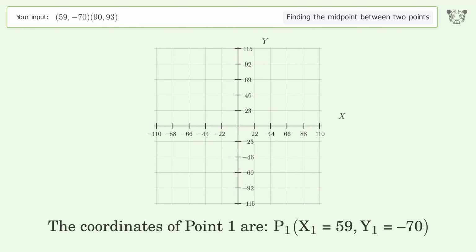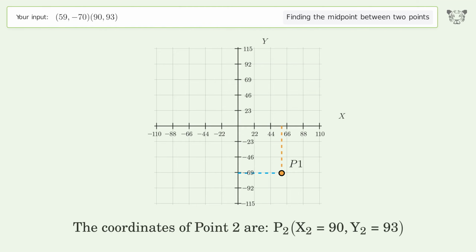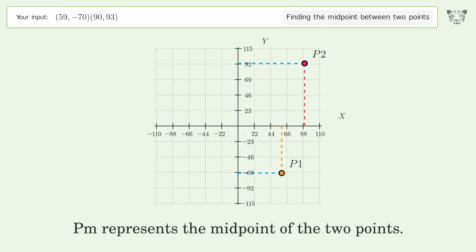The coordinates of point 1 are, x1 equals 59, y1 equals -70. The coordinates of point 2 are, x2 equals 90, y2 equals 93. PM represents the midpoint of the 2 points.